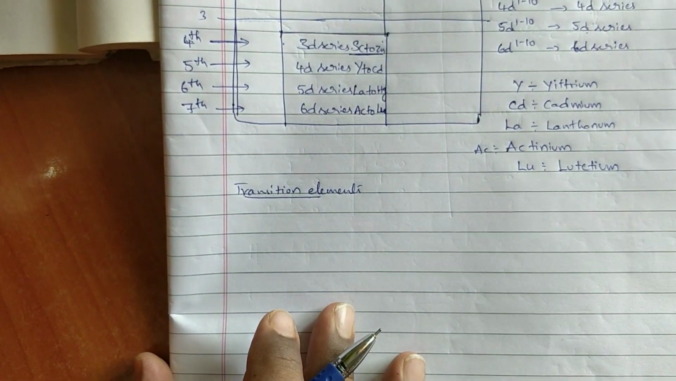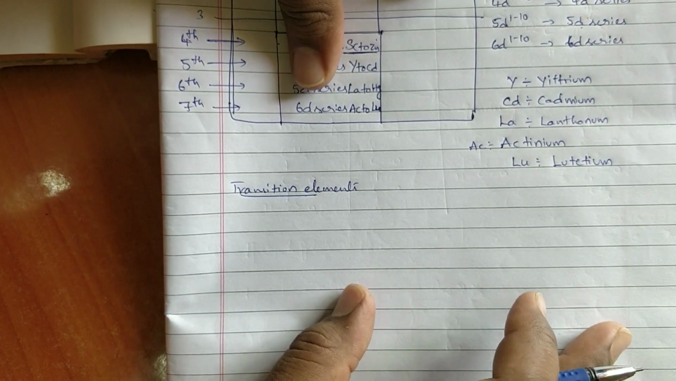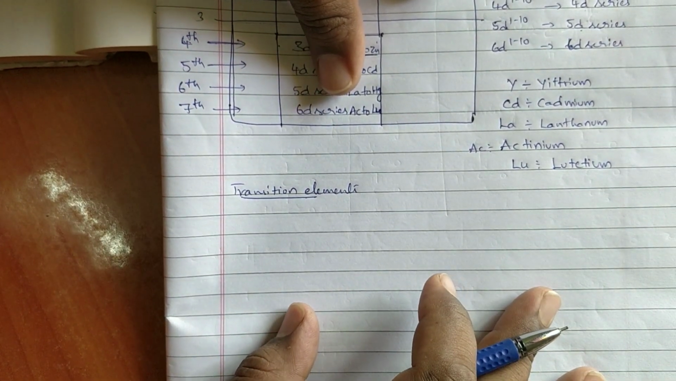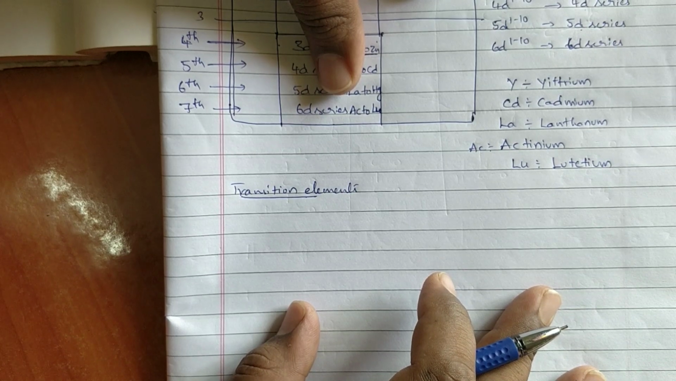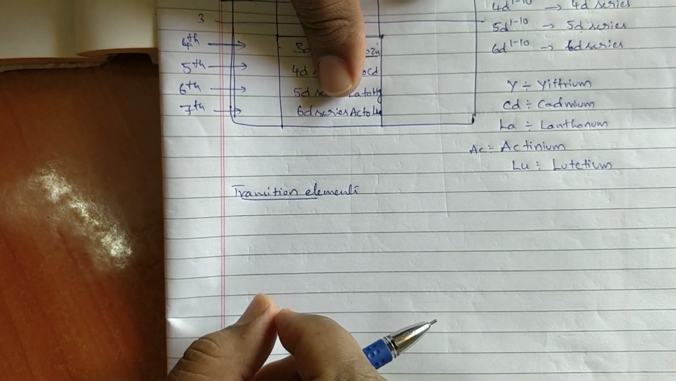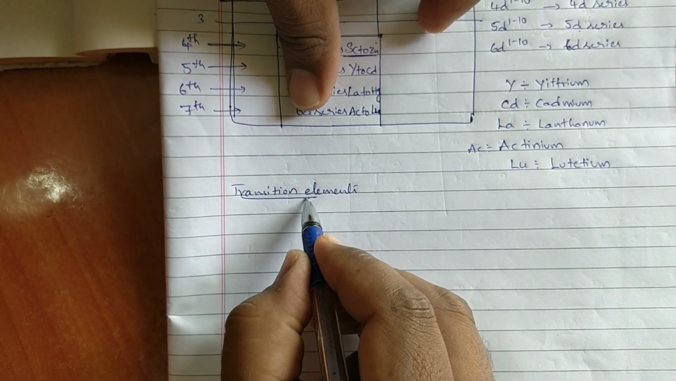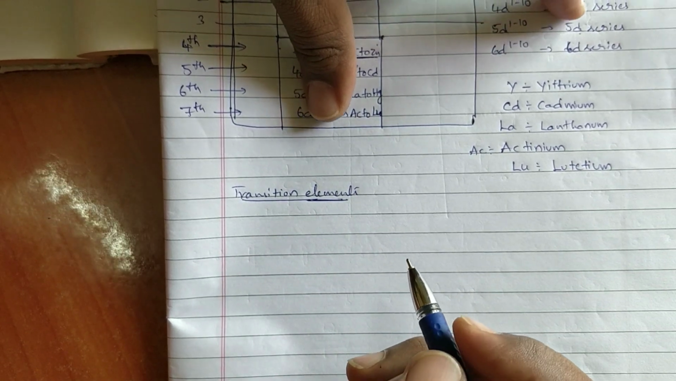Transition elements are part of the D block. These are also D block elements only. Mostly we say D block elements are also called transition elements, but a very thin line of separation is there. That separation we will see now. Okay, now what is the definition of transition elements?